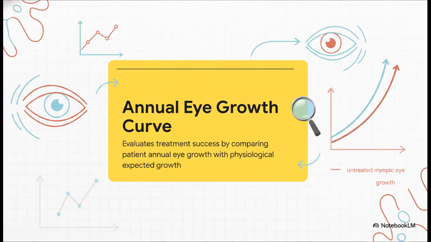Now, as the patient returns for their follow-ups, you're going to rely heavily on this third tool, the annual eye growth curve. Just to define it clearly, this is a specialized clinical graph designed to evaluate actual treatment success over time. It doesn't just look at absolute length, right? It compares the annual eye length growth since your last measurement against 2 vital benchmarks: the natural physiological growth you'd expect in an age-matched emmetropic child and the potential accelerated growth of an untreated myopic eye.